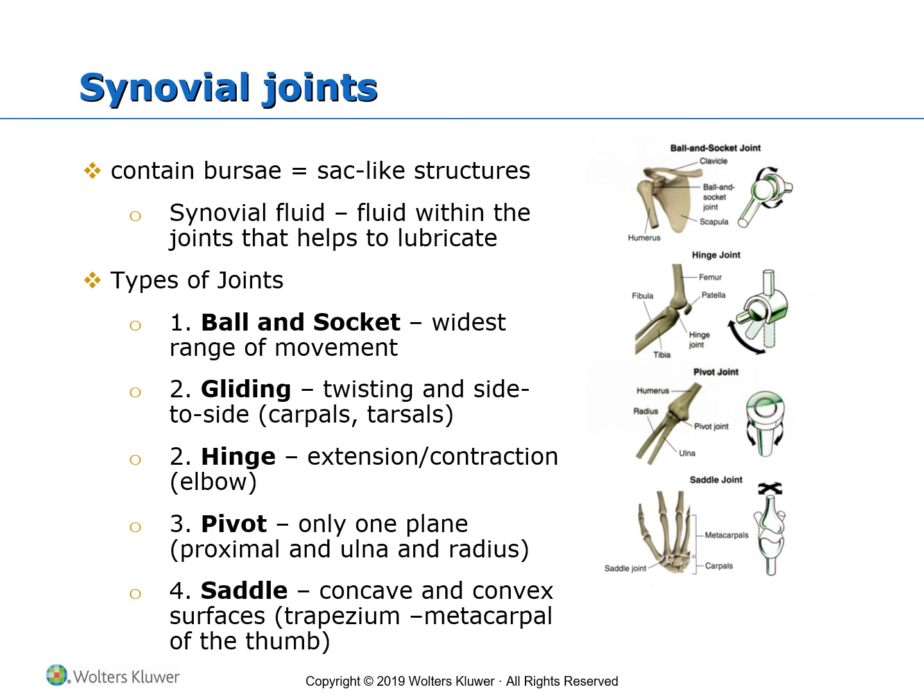The gliding type will allow for twisting and side-to-side movements, as in carpal and tarsal joints. We have another type that is a hinge type of joint that allows for extension and flexion, as in the elbow and knee joint. Another type of synovial joint is the pivot one that allows movement in only one plane, like the movements between the ulna and radius. And we have the saddle type of joint that has a concave convex surface that fit to each other. The typical saddle joint is the one for the thumb.